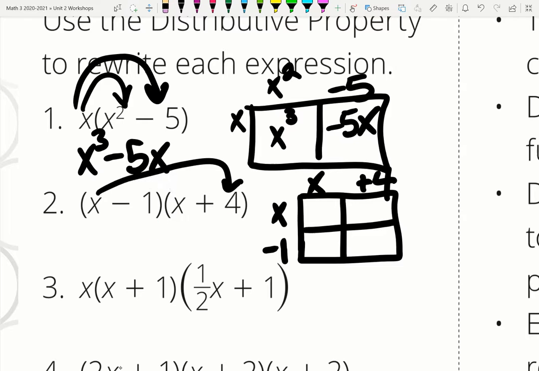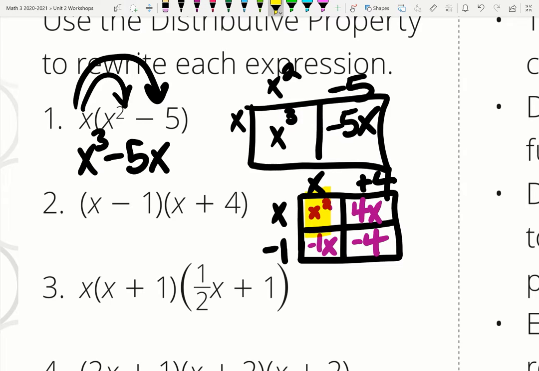Notice how this is the opposite of factoring. I'm starting on the outside. X times x is x squared. X times -1 is -1x. And x times 4 is going to be a positive 4x. Finally, -1 times 4 is -4.